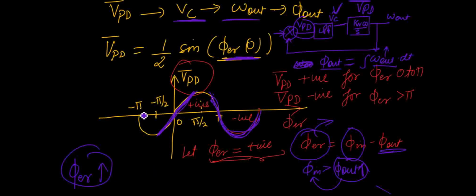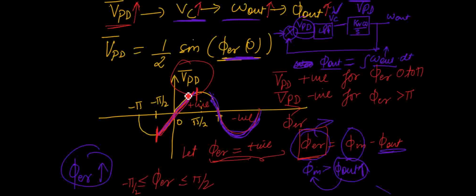Okay. So what you have to do? For this, you have to increase this VPD bar. And how can you increase the VPD bar? You have to stay in this range. Here you can see that VPD bar is increasing. Okay, so you have to increase VPD bar, and VPD bar will increase VC, and this will increase omega out, and omega out will increase phi out, and finally you would be able to reduce phi error. So where do you have to stay? You have to stay in this range. What range? That is, phase error should be minus pi by 2 to pi by 2. That is the linear range. So in that range you have to stay for reducing the phase error.